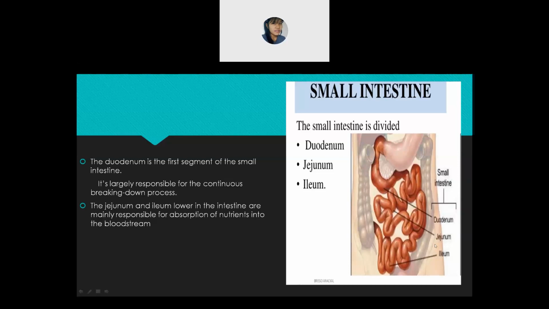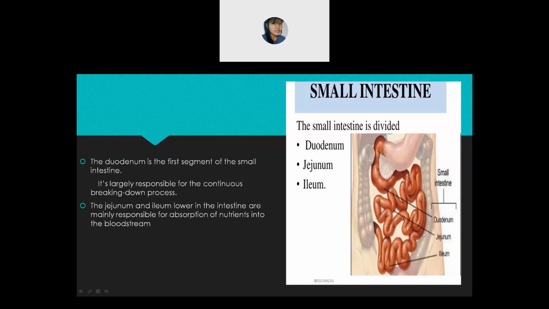Absorbing all the nutrients, and where will they put them? They will put them in the bloodstream. They will absorb all the nutrients, and after absorbing, this jejunum and the ileum will pass them into the bloodstream of the human body.